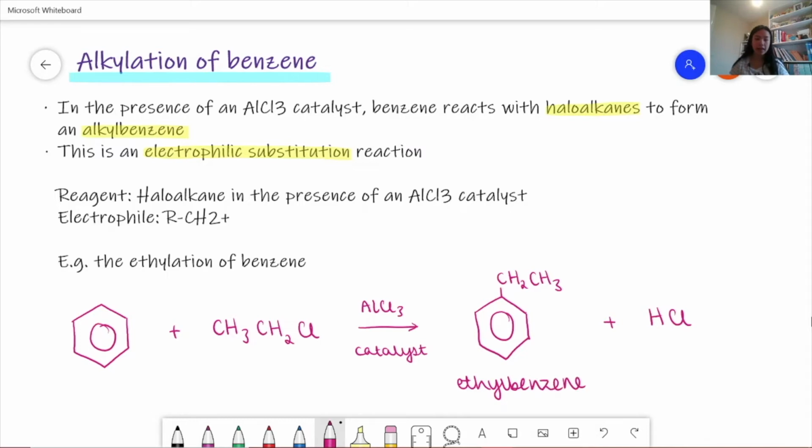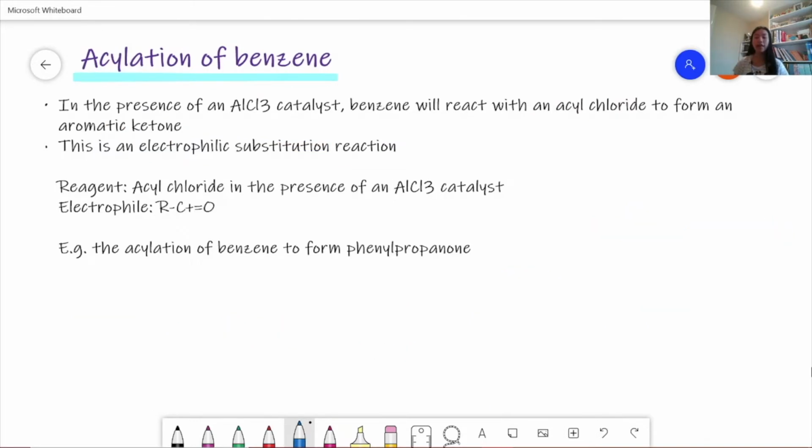So in this case, our electrophile is this CH3CH2+ ion. This is our electrophile. And as you can see, we've added some more carbons onto this aromatic compound. And the last reaction we have, which extends the carbon chain, is the acylation of benzene.